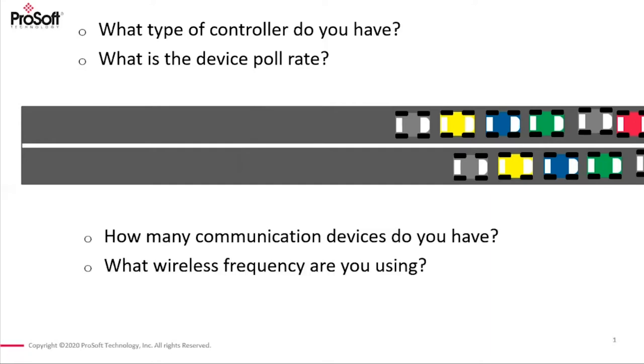More communication devices means more cars on the M3. Right? So more congestion and more delays.